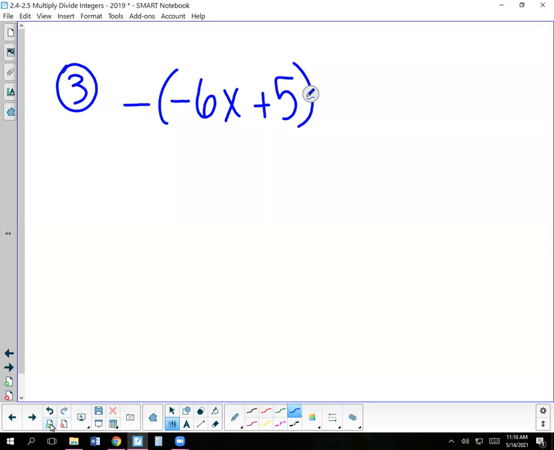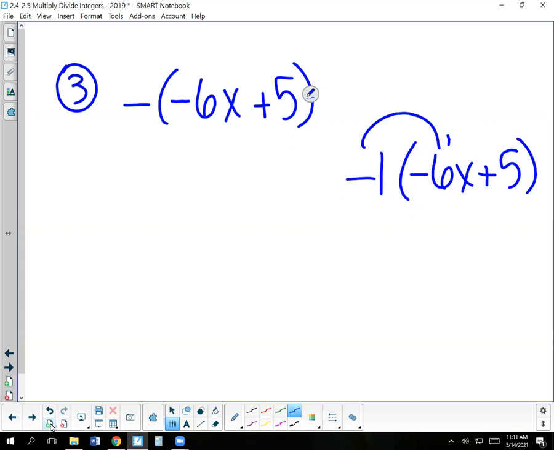MJ? 6x plus negative... That's right. That negative is a negative 1 technically, right? Remember I told you that? Okay, hold on. So it's technically a negative 1 minus 6x plus 5, right?